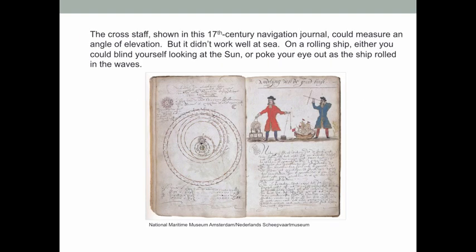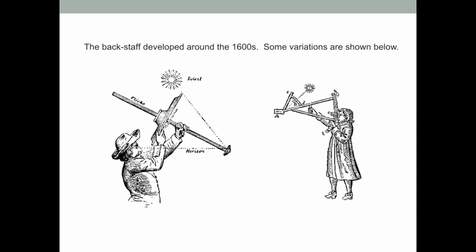The cross staff, shown in this 17th century navigation journal, could measure an angle of elevation of the sun as well, but didn't work well at sea. On a rolling ship, either you would blind yourself looking at the sun, or you'd poke your eye out as the ship rolled on the waves. So the backstaff developed around the 1600s, and some variations are shown in the pictures here.